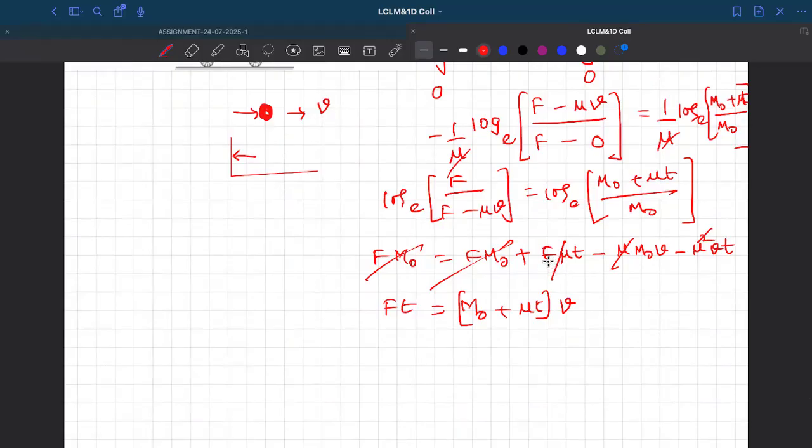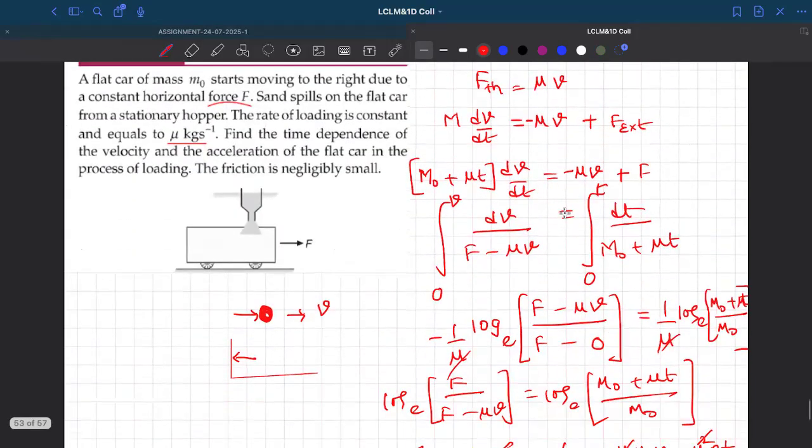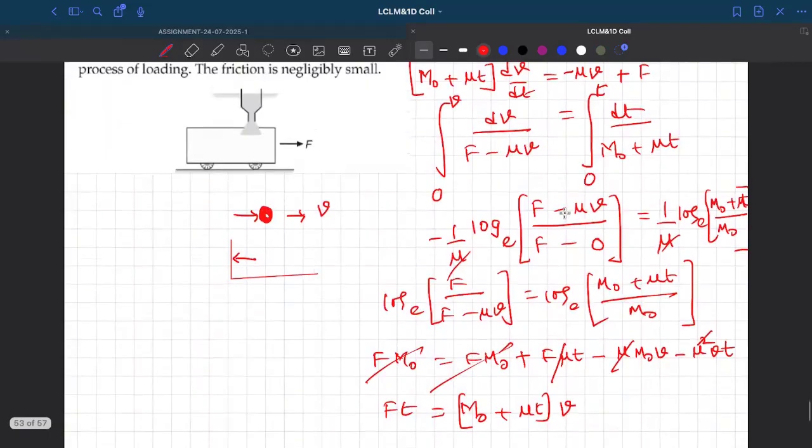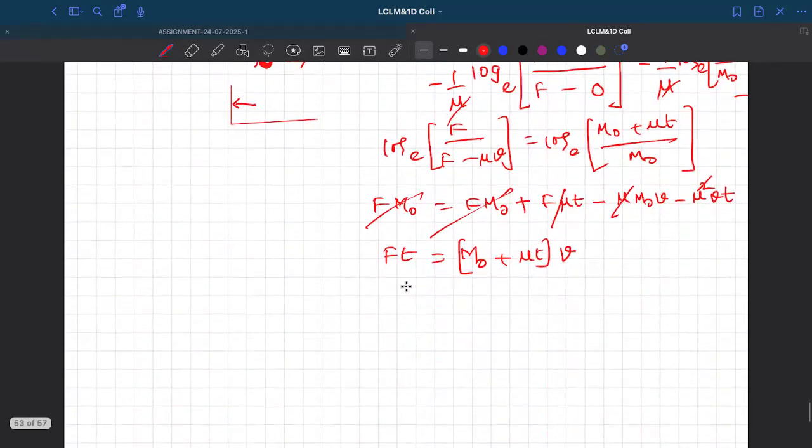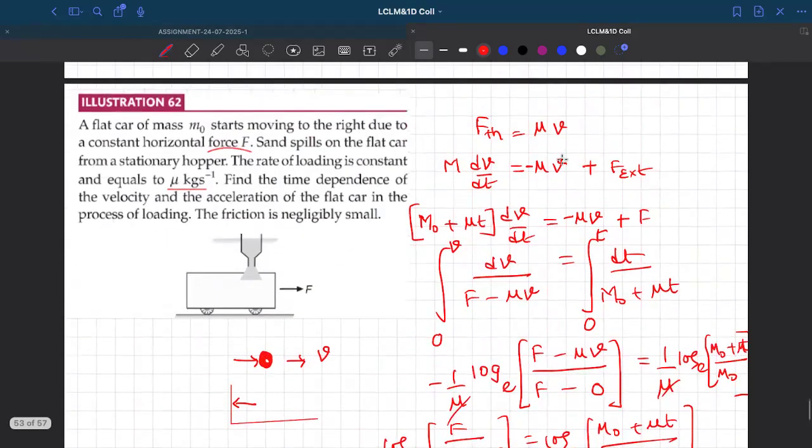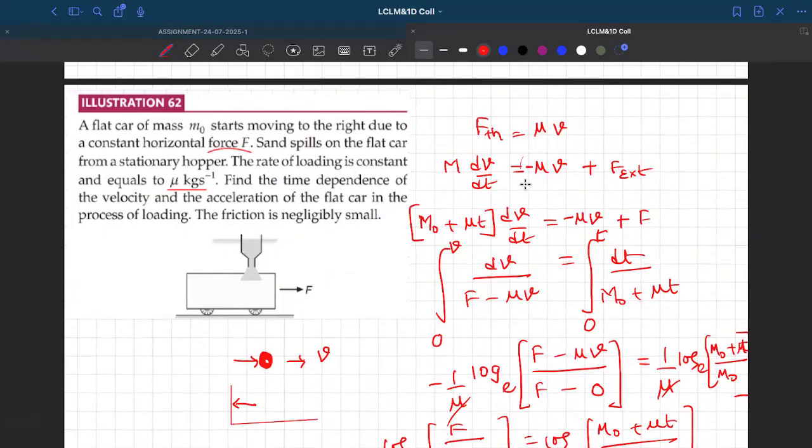Suppose you take the whole system as one single system; you don't require this much work. F is a constant force. At t equal to 0, mass is m naught. At some time t, mass is m naught plus mu t, and the entire system is moving with velocity v, and F is the external force. So I got the expression for v: v is F into t by m naught plus mu t. I am telling you again, you will make a mistake only in the sign here.